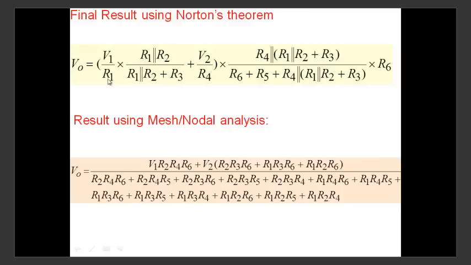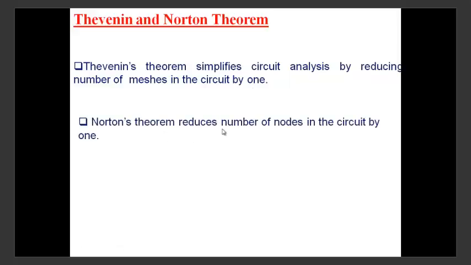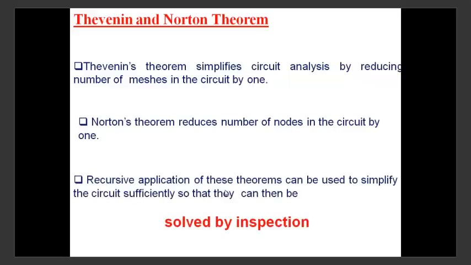So we can very quickly see what the impact of a particular resistor is, while here it's all jumbled up. You can't see what the importance of different elements are. So Thevenin's theorem simplifies circuit analysis by reducing the number of meshes in the circuit by 1. Norton's theorem reduces the number of nodes in the circuit by 1. Recursive application of these theorems, applying them again and again, can be used to simplify the circuit sufficiently so that it can be solved by inspection.